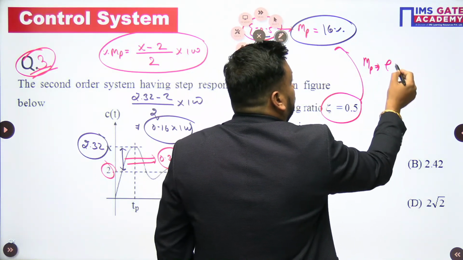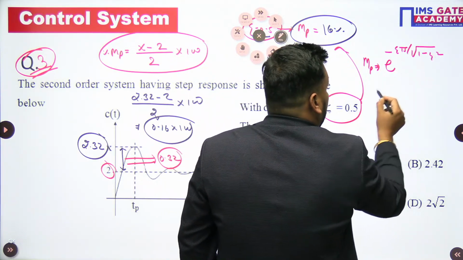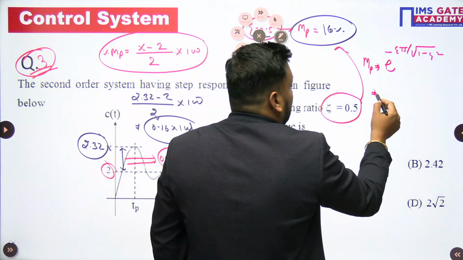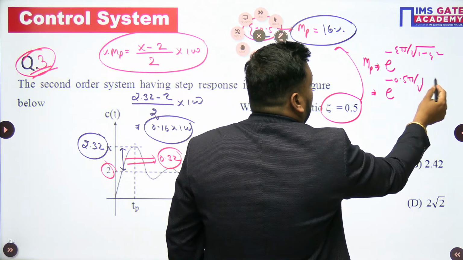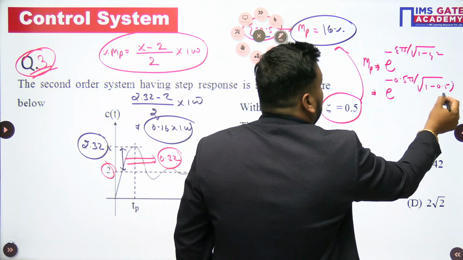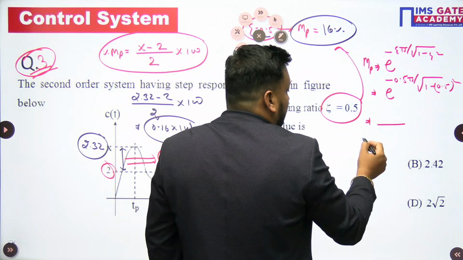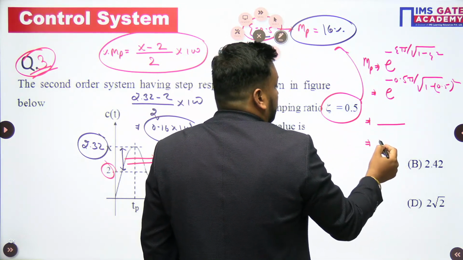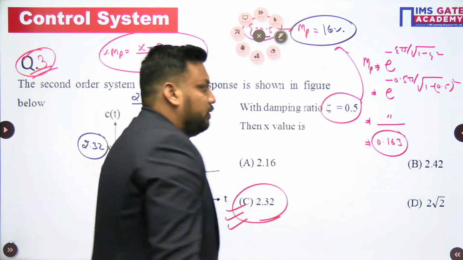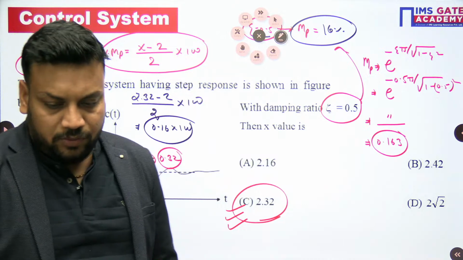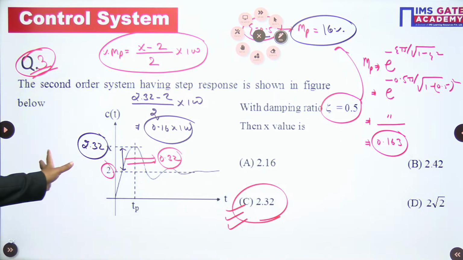With zeta value 0.5, you have to write e to the power minus zeta pi upon root of 1 minus zeta square. Wherever there is zeta, you put 0.5: e to the power minus 0.5 pi upon root of 1 minus 0.5 whole square. When you calculate this and multiply with 100 in the form of percentage, you will get 16 point something, otherwise you will get 0.163 something. So now, question number 3 is also clear.